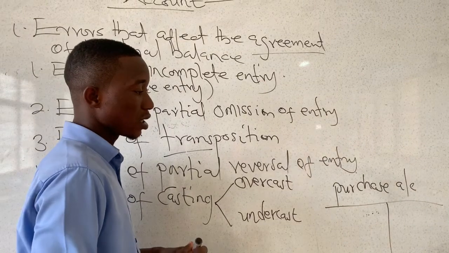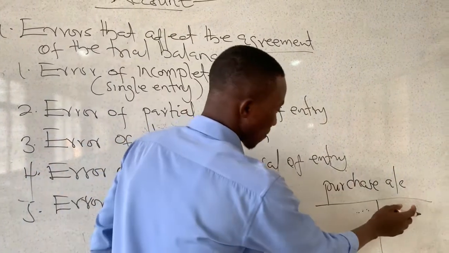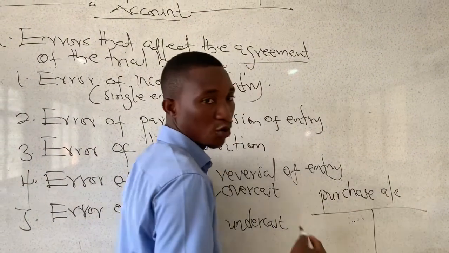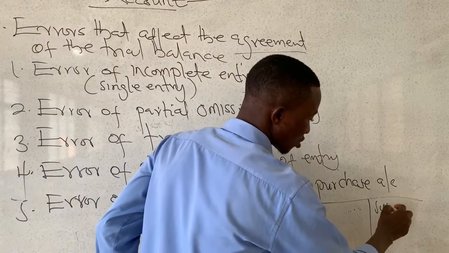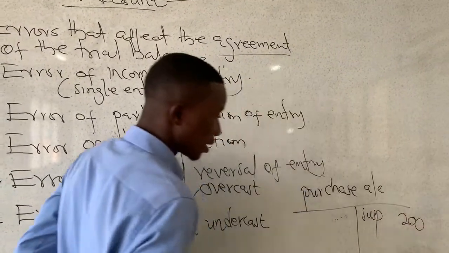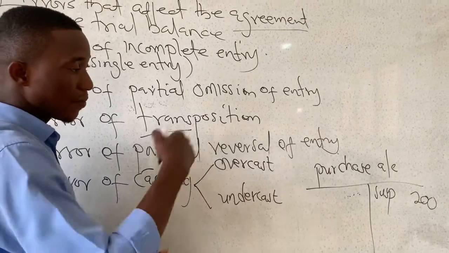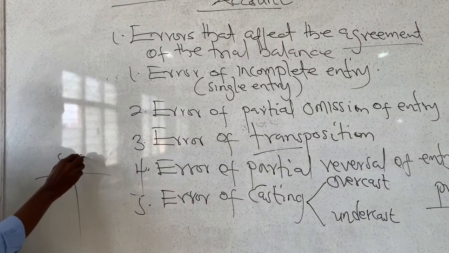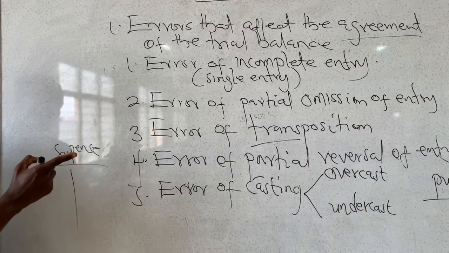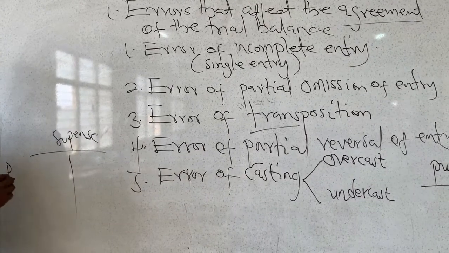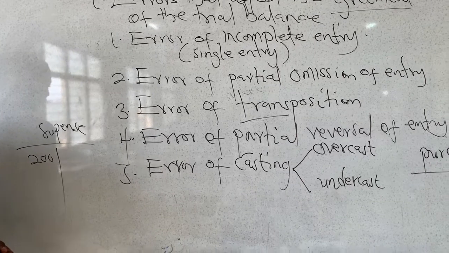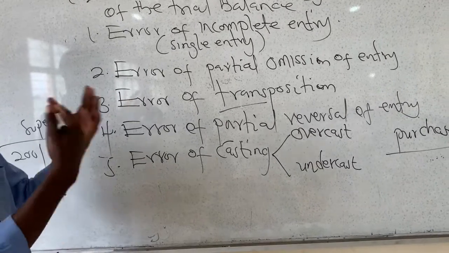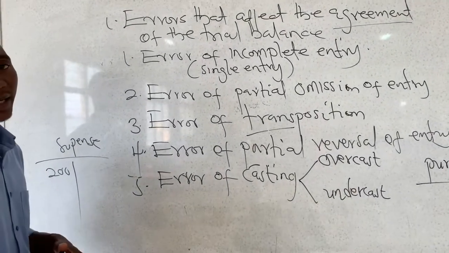So in order to correct this error, you credit the purchases account by the overstatement amount, that is 200 cedis, in the name of suspense, so that the corresponding entry will go to the debit side of suspense. So you have your suspense over here, and because it is at the credit side of the purchase account, bring it here in the name of purchase, 200 cedis. So that is the overcast. Anytime we overstate an account, we record it at the opposite side to cancel it off.